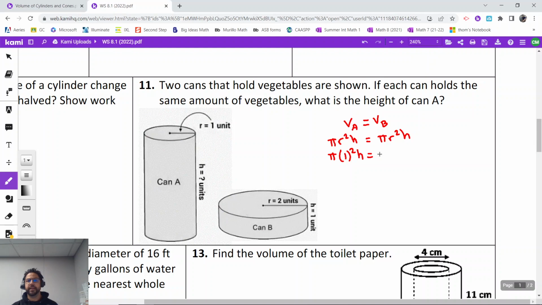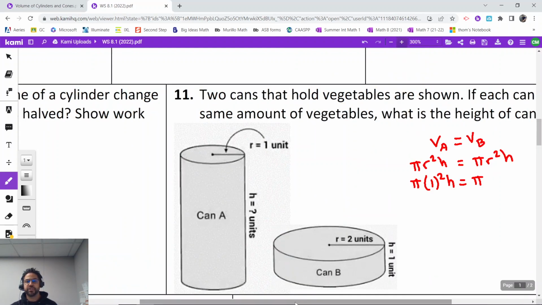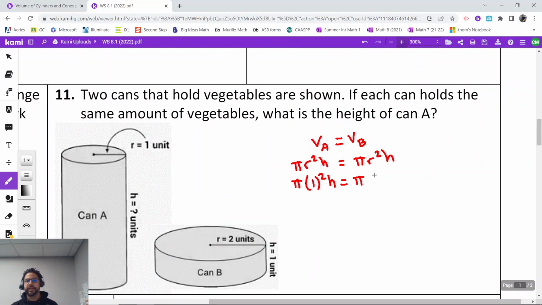On can B, I know it's pi. Let me zoom in for my vision challenge friends. The radius is 2, and the height is 1. So over here on the left, 1 squared is just 1, so we've got 1 pi h. On this side here, we have 2 squared, which is 4, times 1, which is 4 pi.